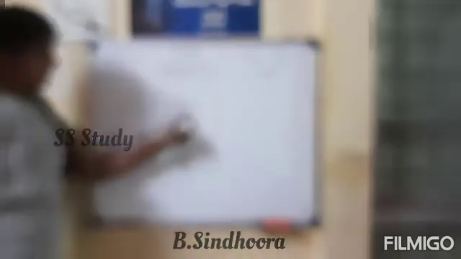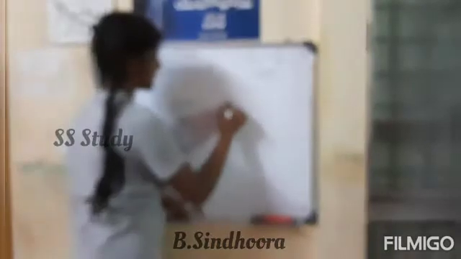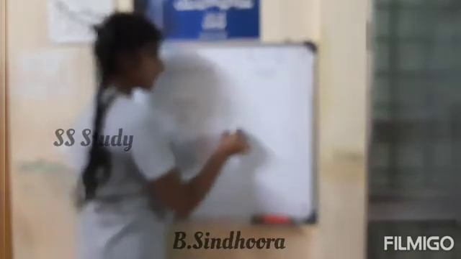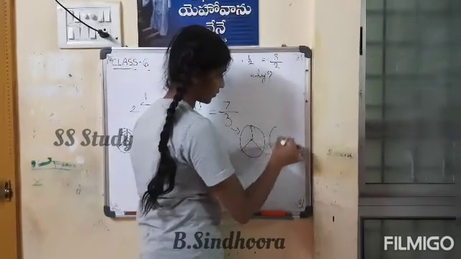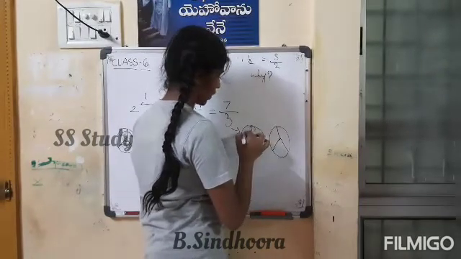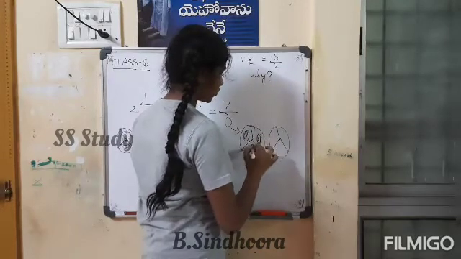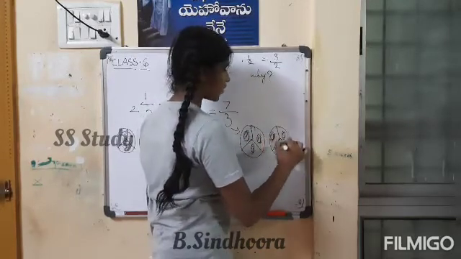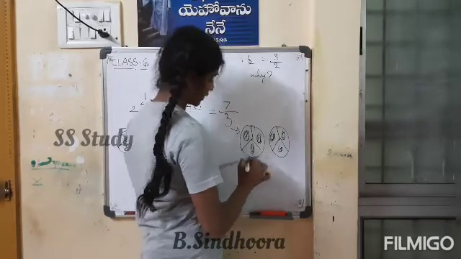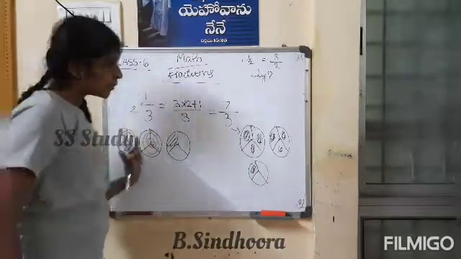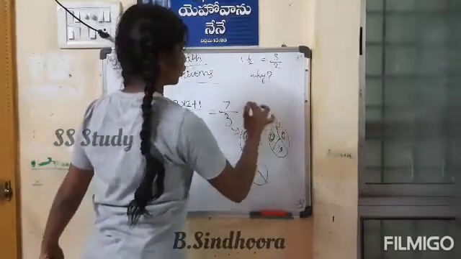3 into 2 plus 1. 3 2s are 6 plus 1 is 7. 7 by 3. Let's draw a diagram of 7 by 3. Same 3. 1 2 3 4 5 6. 6 means another one, right? 7. Check this diagram. 2 wholes.